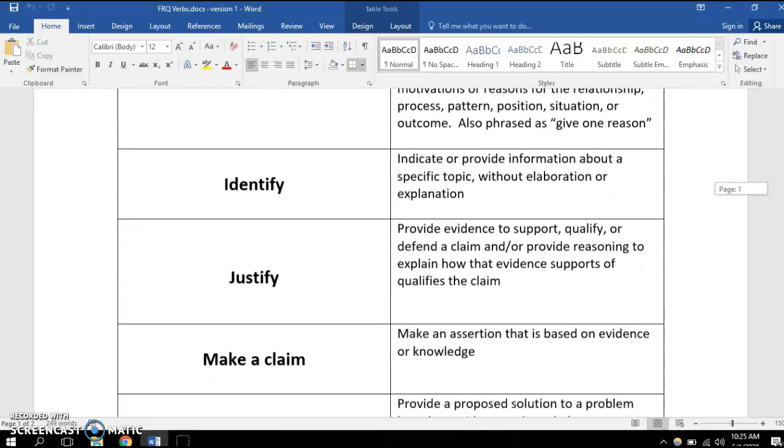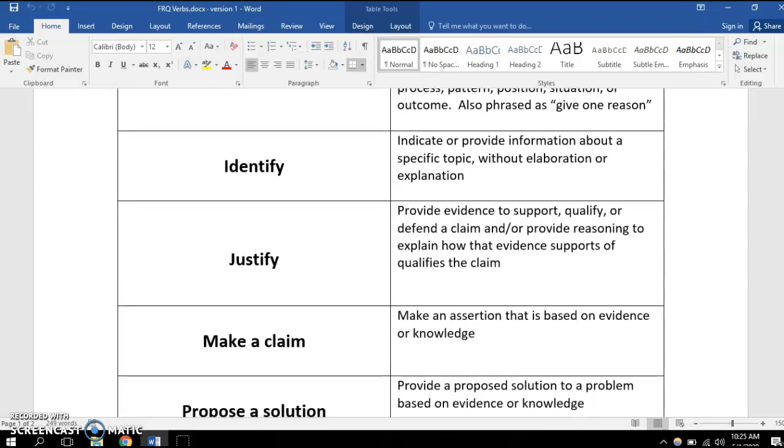Justify. This is new this year, this task verb. And what I foresee, and how they're going to be asking you to justify something, is by using a graph to give evidence or support your reasoning. So when you see a justify, you have to explain what evidence you have and then how that evidence supports your claim. So make sure that you're giving evidence to justify whatever it is you're asked.